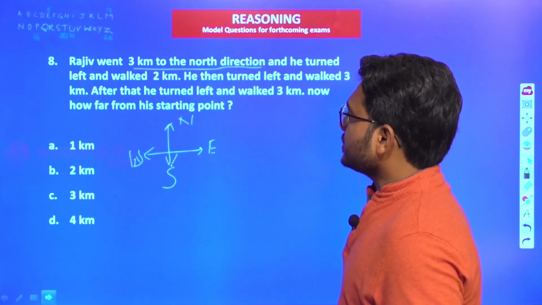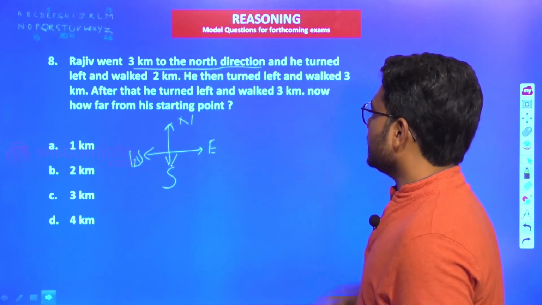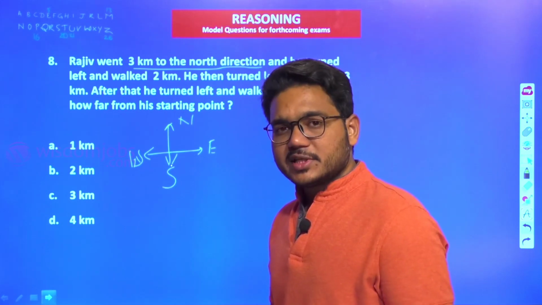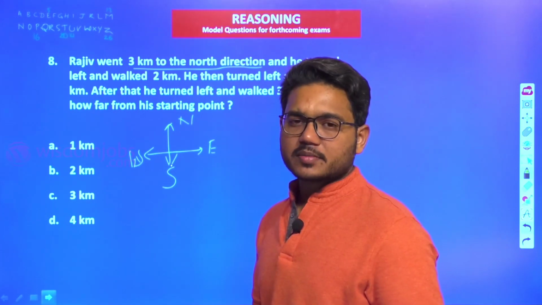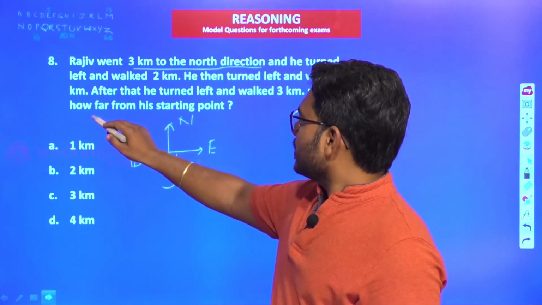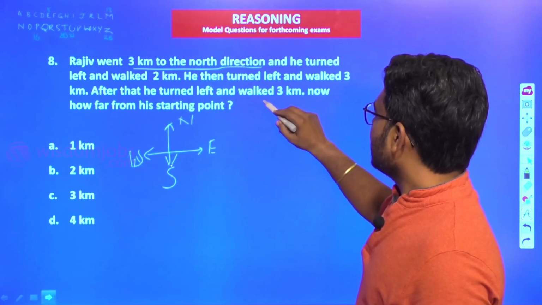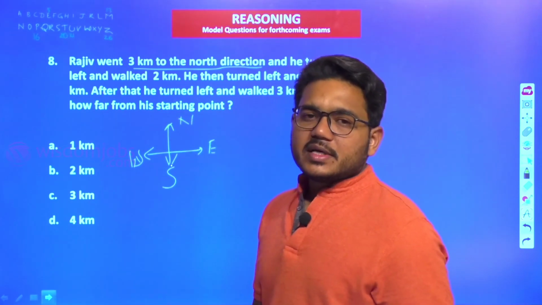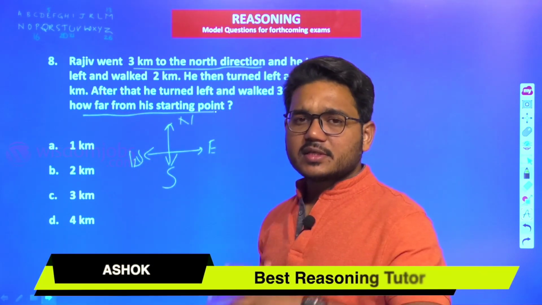Just read out the problem. Rajiv went 3 kilometers to the north direction and he turned left and walked 2 kilometers. He then turned, a typical problem. Based on these turnings, we need to identify probably the distance or probably the direction that will be asked in such directions problems. So let us see what is asked. How far is he from his starting point? Okay, so we need to find this. How far, in the sense, the distance is asked.